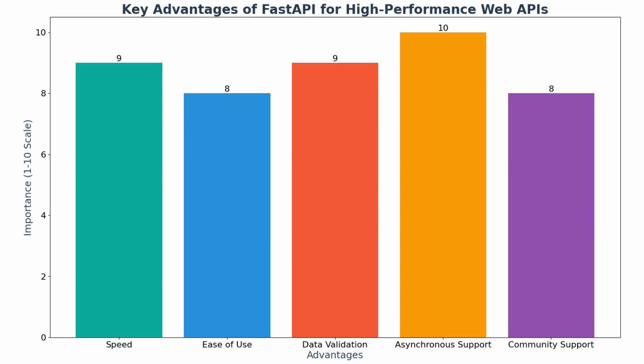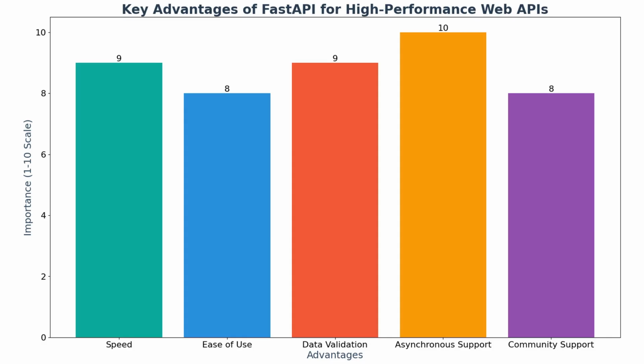The figure titled Key Advantages of FastAPI for High-Performance Web APIs presents a grouped bar chart that showcases 5 key advantages across the x-axis: speed, ease of use, data validation, asynchronous support, and community support. On the y-axis, we have an importance scale ranging from 1 to 10. Each bar is annotated with its corresponding numeric value. So, speed hits a solid 9, ease of use stands at 8, data validation also earns a 9, while asynchronous support nails the top score at 10, and community support follows closely at 8.